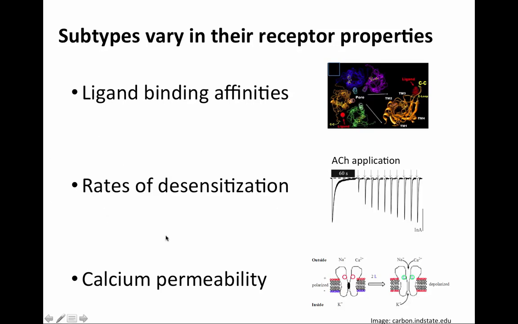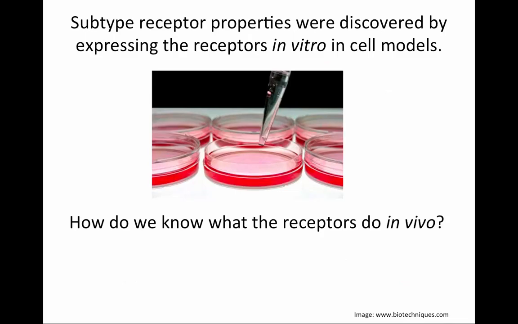In the reward areas of the brain, the alpha-4 beta-2 nicotinic receptors desensitize more rapidly than the alpha-7 nicotinic receptors, which will be important in mediating the addictive effects of nicotine when we talk about that in the complex neuromodulation video. Also, calcium permeability can be different. In general, the alpha-7 receptors have higher calcium permeability than the other receptor subtypes.